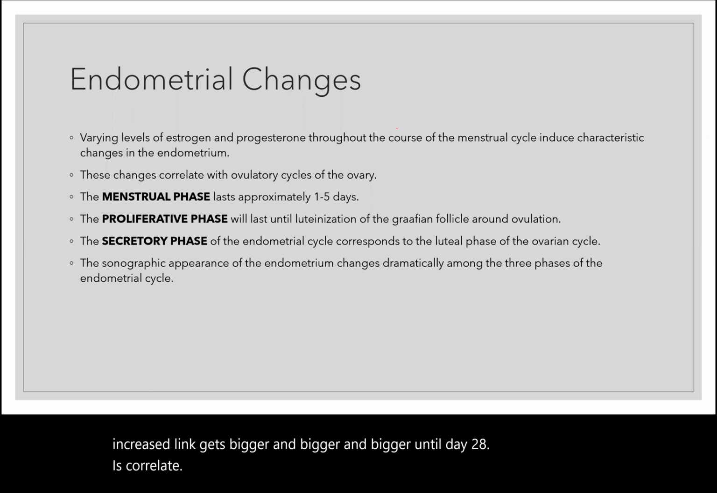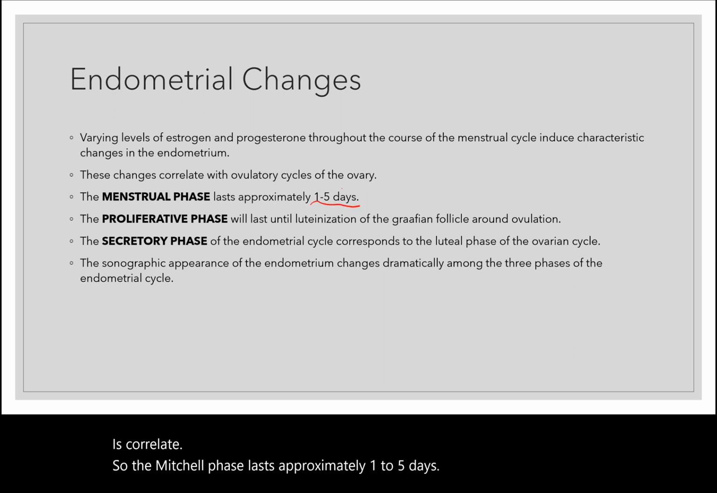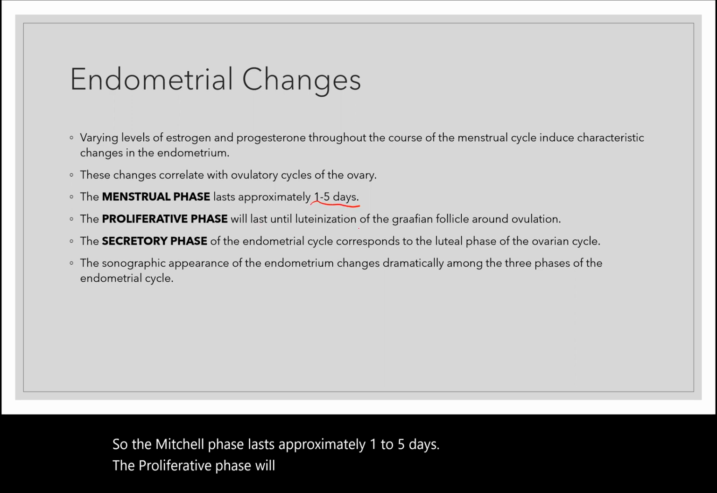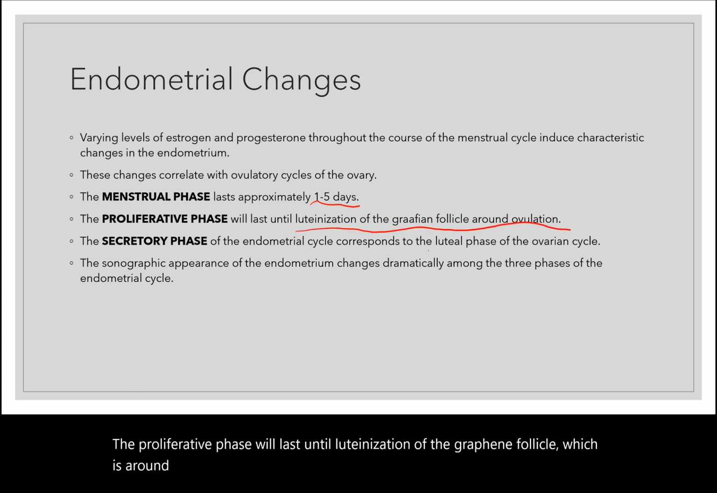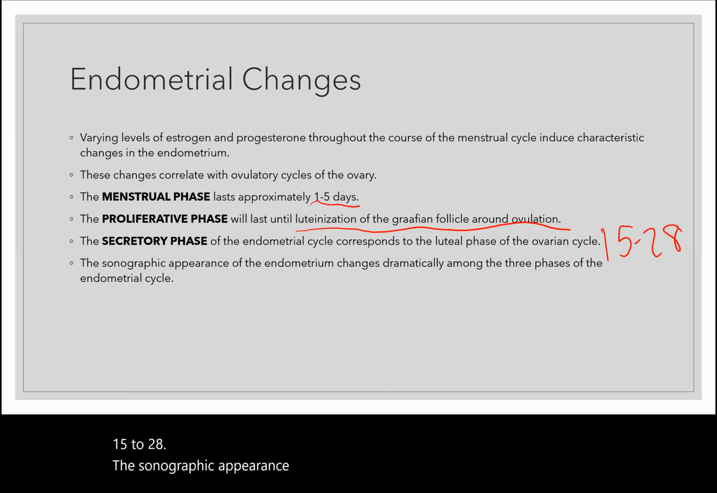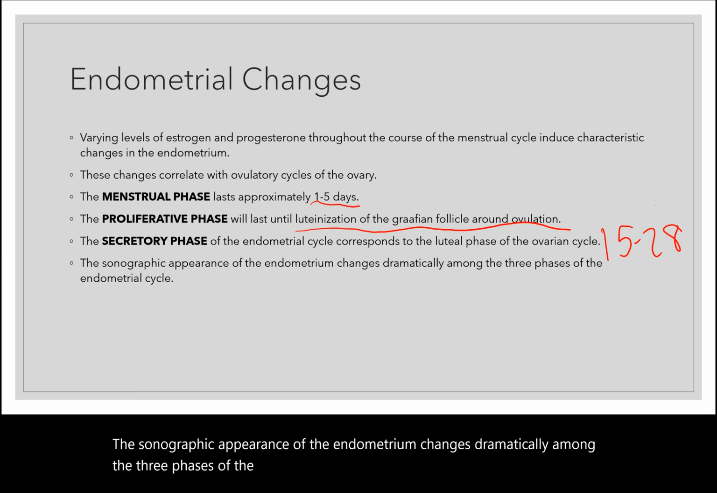So the menstrual phase lasts approximately 1 to 5 days. The proliferative phase will last until luteinization of the Graafian follicle, which is around ovulation, so till day 14. And then the secretory phase lasts from 15 to 28. The sonographic appearance of the endometrium changes dramatically among the 3 phases of the endometrial cycle. So it just is crazy how fast it can change in 28 days.